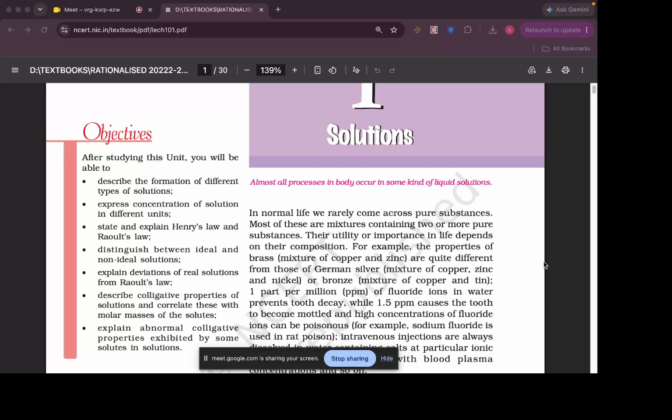Second, don't go into the theoretical loop of the chapter. If this is a 30-page chapter, don't go into the loop of learning it word by word. They won't ask that.